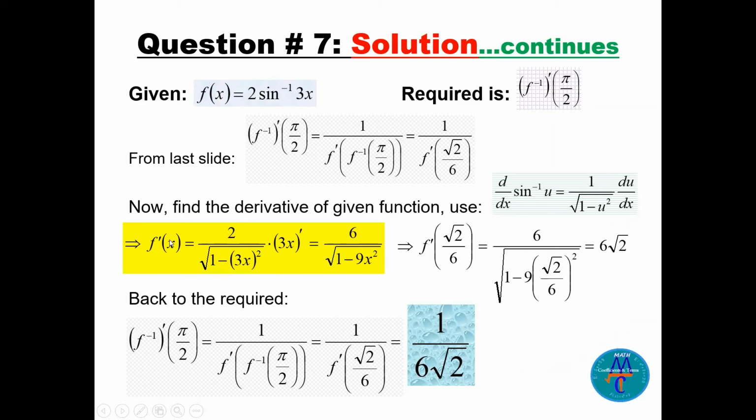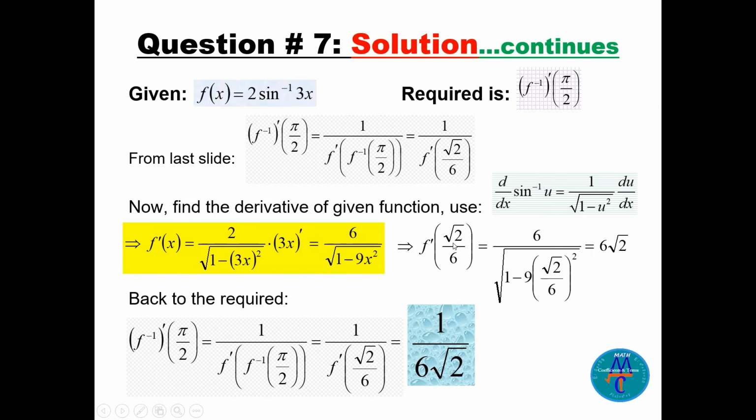Now, let's find the derivative f prime of x. The function is 2 inverse sine of 3x. See, 2 is a constant here, so we leave it as 2. Then 1 over square root of 1 minus u squared, which is 1 minus 3x squared, times the derivative of u, which is the derivative of 3x, which is 3, times this 2. It will be 6 over square root of 1 minus 9x squared.